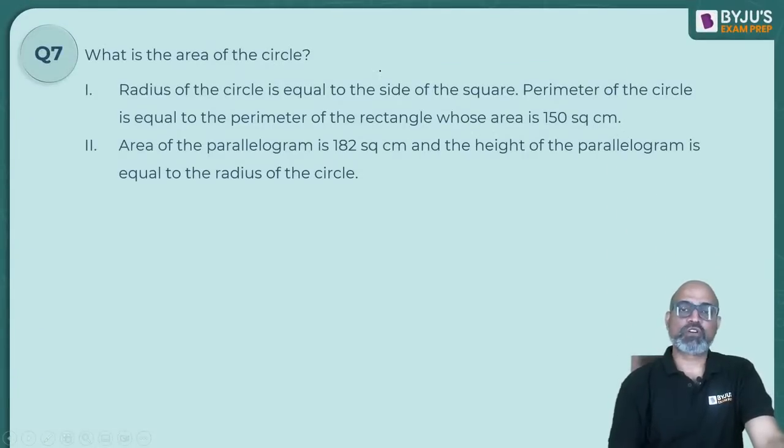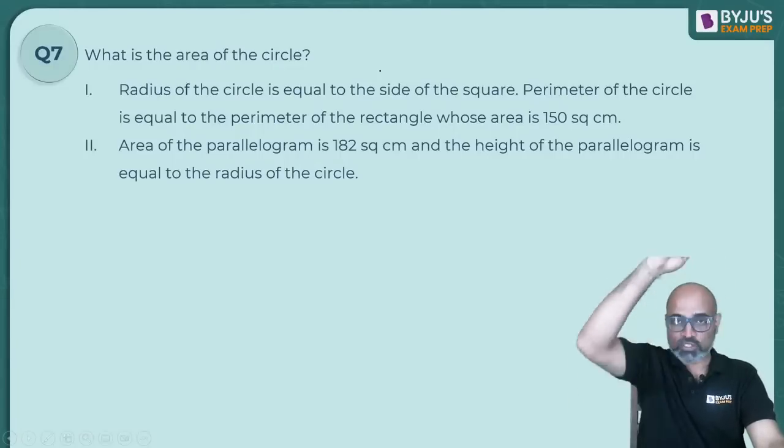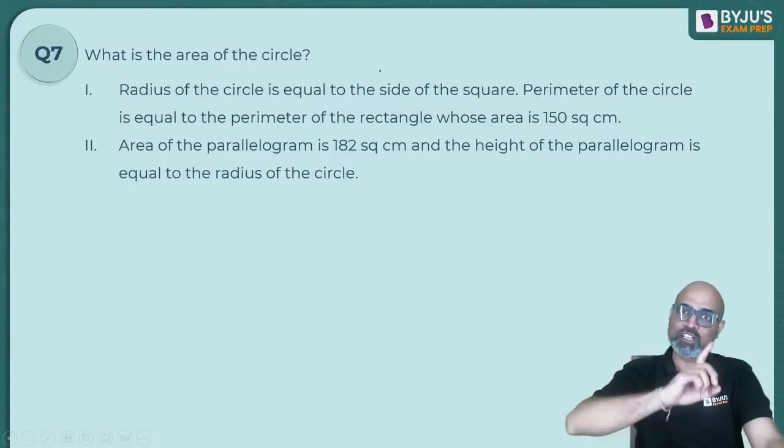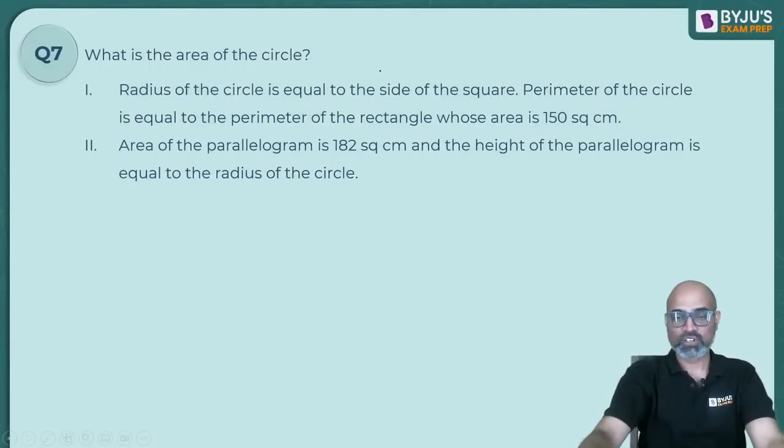Radius of the circle is equal to the side of the square. So they are not going to give us directly the radius of the circle. नाक ऐसे नाक नहीं पकड़ रहे, घुमा के. पहले side of the square निकालो, right? Perimeter of the circle is equal to the perimeter of the rectangle whose area is 150 square centimeter.